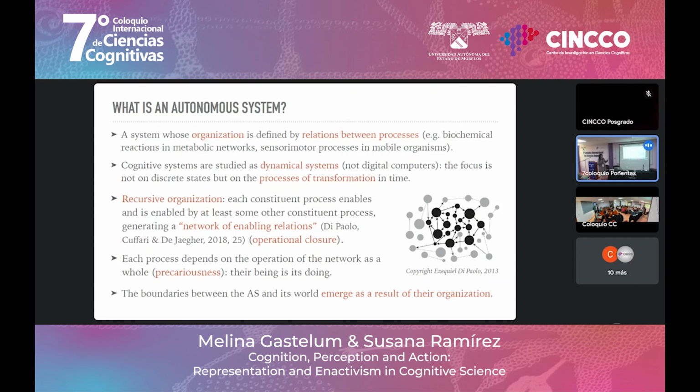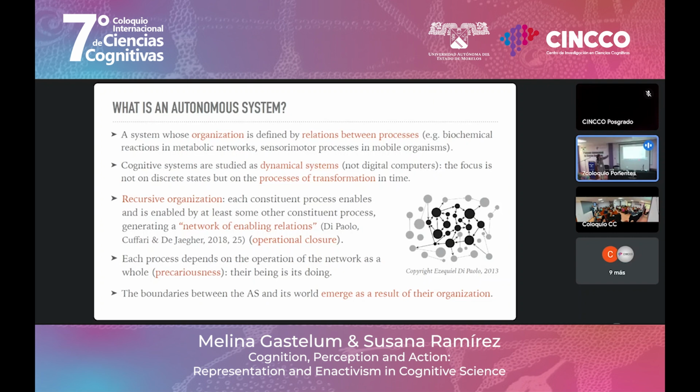So, for example, we can have in a cell biochemical reactions in metabolic networks, or sensorimotor processes in mobile organisms. These are the processes that constitute and self-organize to constitute the agent. But not only that, in this regard, cognitive systems are studied as dynamical systems, not as digital computers, and that is a very important difference. The focus then for enactivism is not on discrete states, but on the processes of transformation in time.